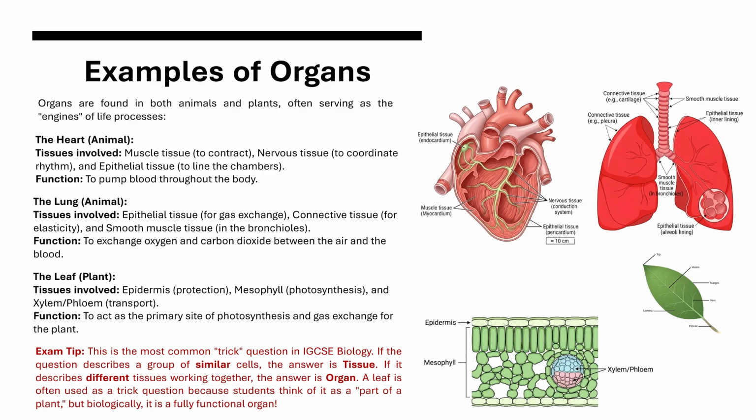Regarding an exam tip, this is the most common trick question in IGCSE biology. If the question describes a group of similar cells, the answer is tissue. If it describes different tissues working together, the answer is organ. For example, a leaf is often used as a trick question because students think of it as a part of a plant, but biologically, it is a fully functional organ.